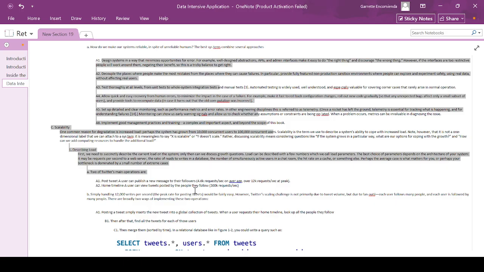Decouple the places where people make the most mistakes from the places where they can cause failures. In particular, provide fully featured non-production sandbox environments where people can explore and experiment safely using real data without affecting real users. So when you're developing, make sure you have a copy of the repository, and that it's organized in a way that a lot of developers can work on your project at the same time. So that's how you can minimize human error.